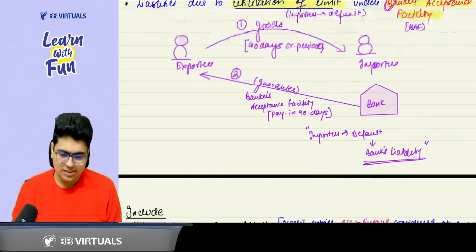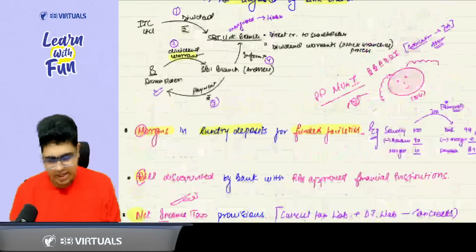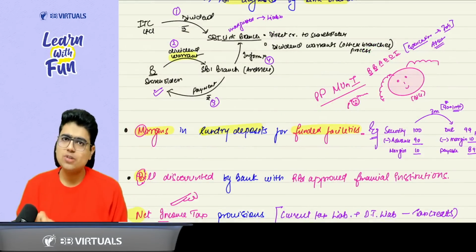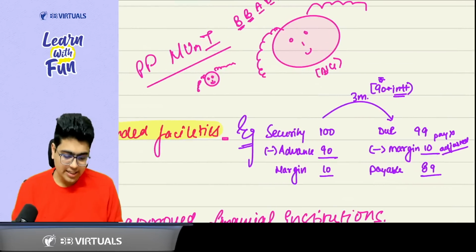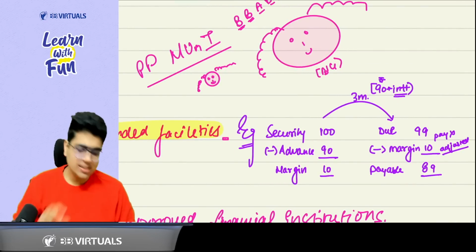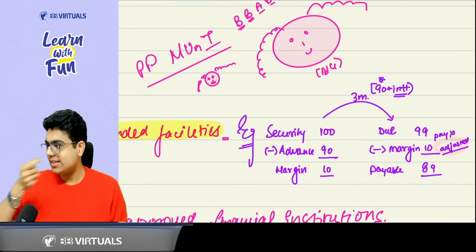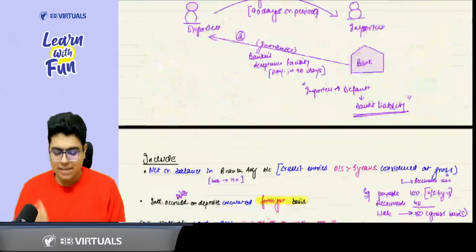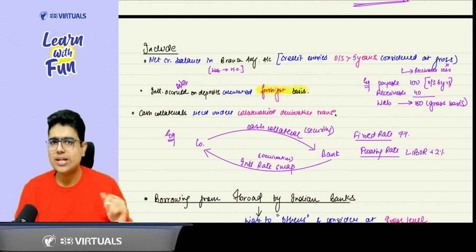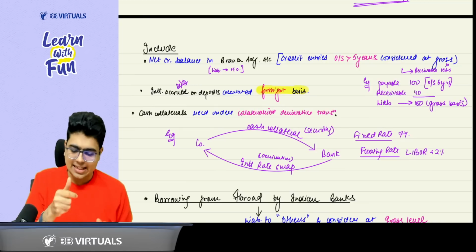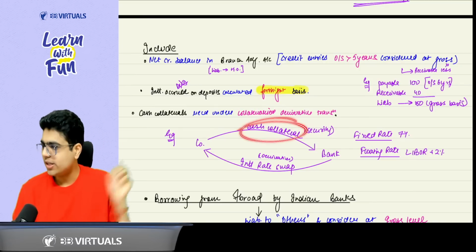Now many of you may say, sir, in the margin for funded facility also, it was in the form of a security. But you need to understand, this margin that you were keeping, you were adjusting with the receivable amount. Here there may be a case where there is no receivable amount. Yes or no? Yes, sir. Still in that case, you will have to return this cash collateral back to the company.